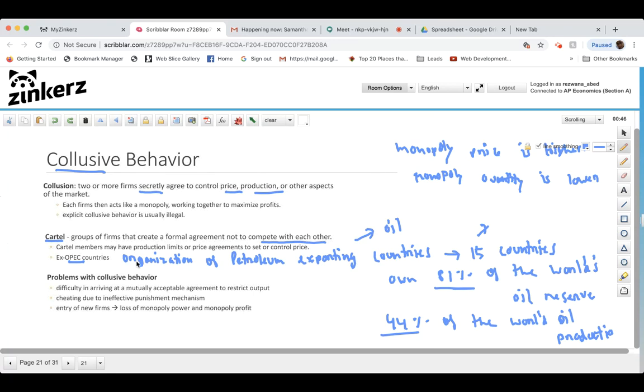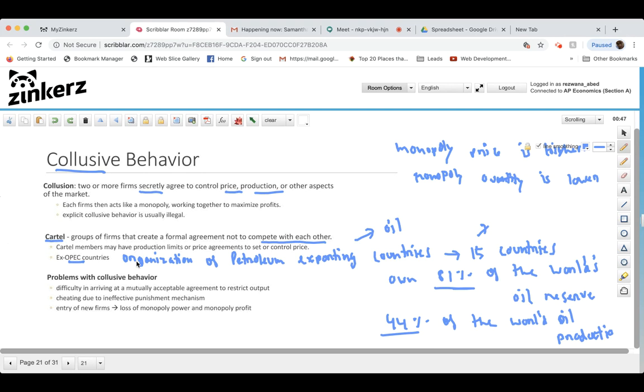But there are some problems with collusive behavior. There can be difficulty in arriving at a mutually acceptable agreement to restrict output, like how much you're going to produce and how much I'm going to produce. It's a group of 15 countries, as you can imagine. Everybody has their own agenda, so sometimes it can be very difficult for them to reach a negotiation.